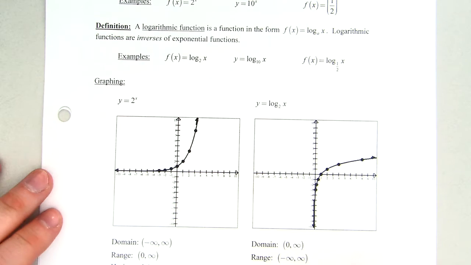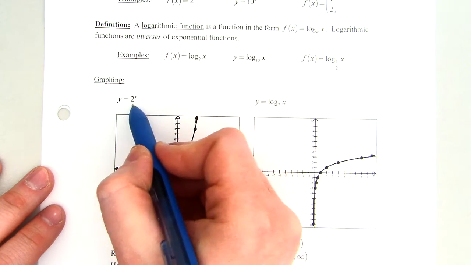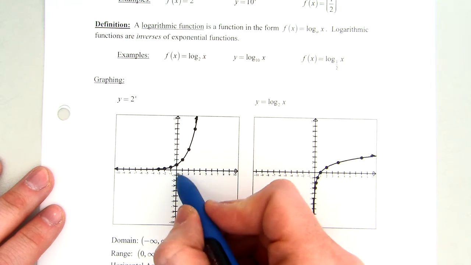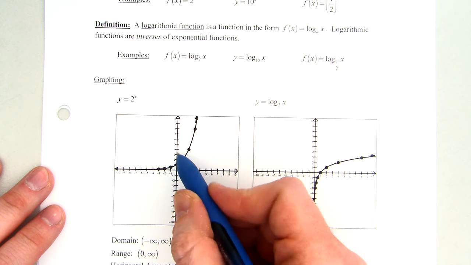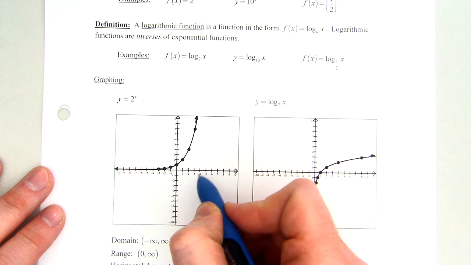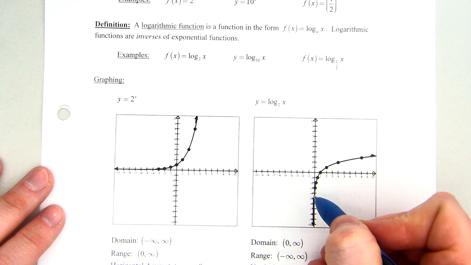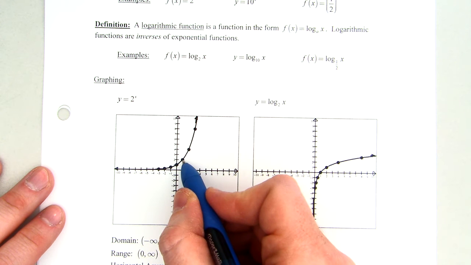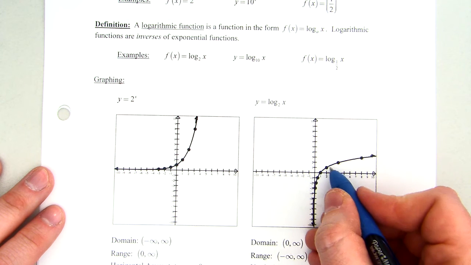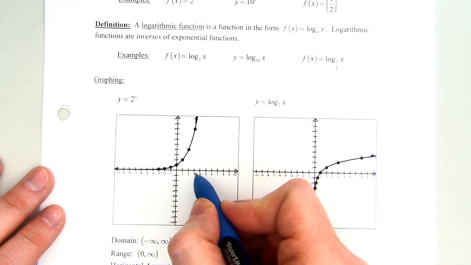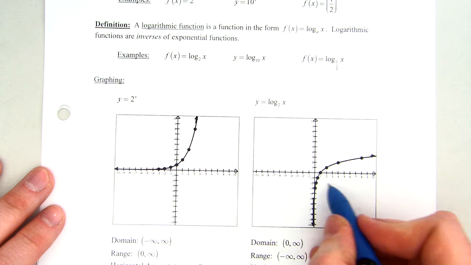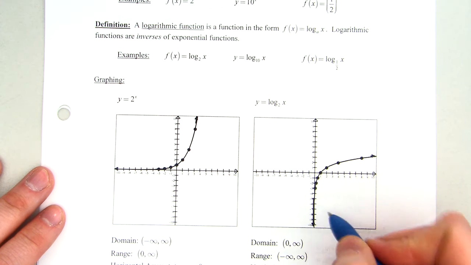We're not going to spend much time on graphing, but how do you graph something like this? 2 to the x, we'll plug in values. Plug in 0, 2 to the 0 is 1. 2 to the first is 2, 2 to the second is 4, and so on. Logs are inverses of these things. So 1 comma 2, the inverse is 2 comma 1. 3 comma 8, the inverse point would be 8 comma 3, and so on like that.